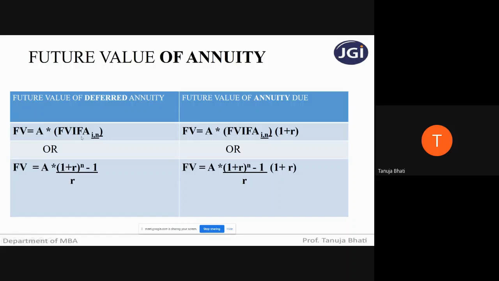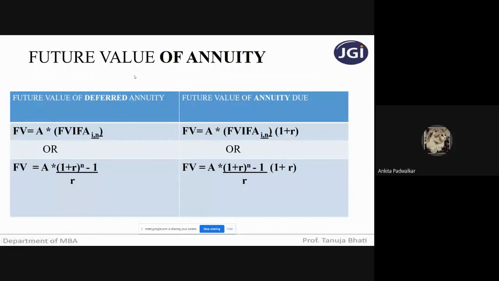Now, did everyone understand how to calculate future value of a single cash flow, how to calculate future value of multiple unequal cash flows, and how to calculate future value of an annuity, where you have two types of annuity, deferred annuity and annuity due? Once you are thorough with all these four formulas, students, you can solve any problem where future value is being asked. Is this clear, students?